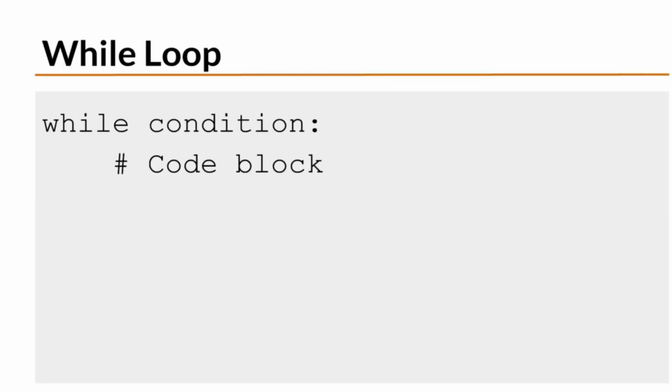In addition to the for loop, Python has a while loop. The format is while, then some condition, followed by a colon. As long as the condition evaluates to true, the code block following the while statement will execute. Typically, the code block will alter a variable that is part of the condition. At some point, the condition will evaluate to false and the program continues after the while loop.